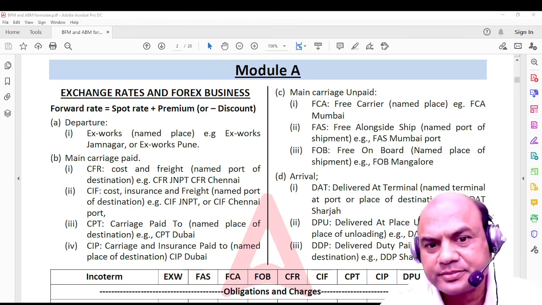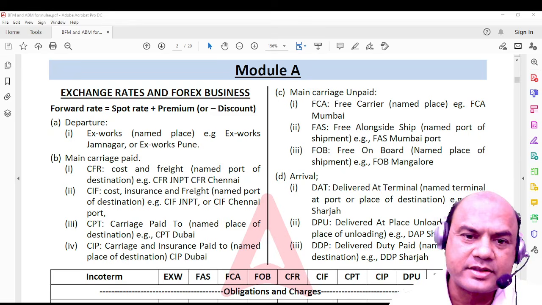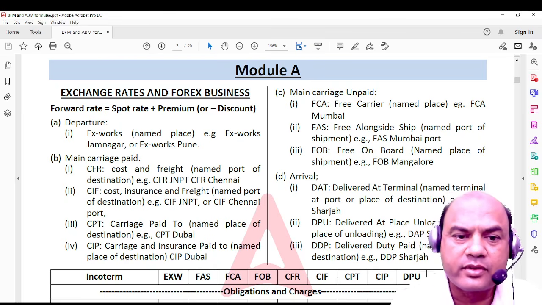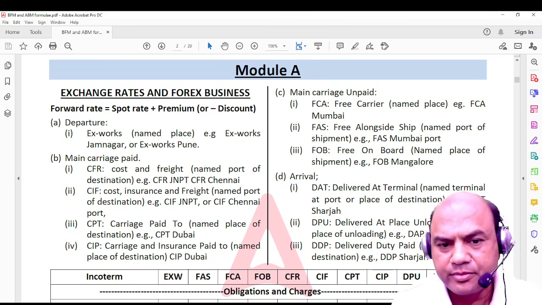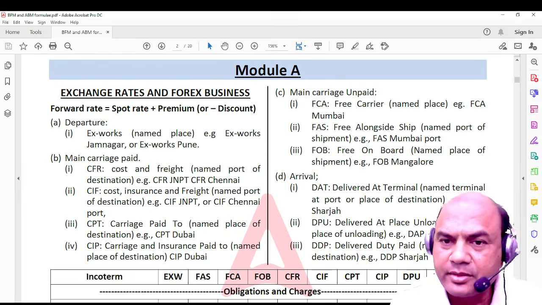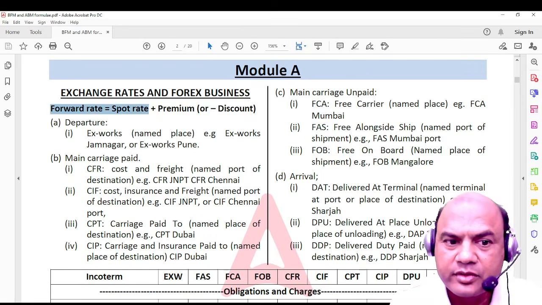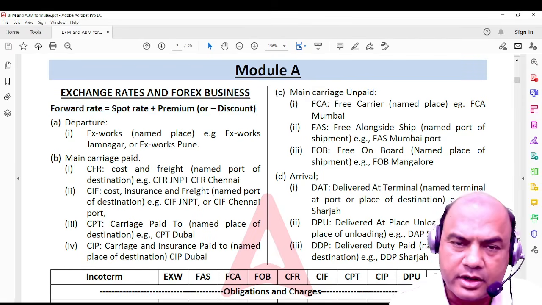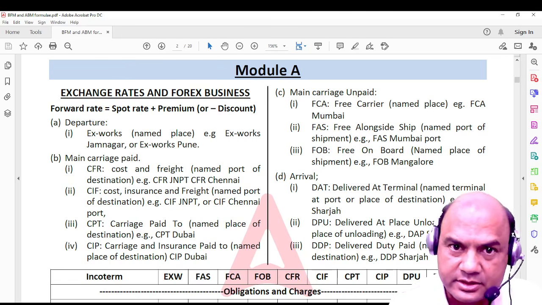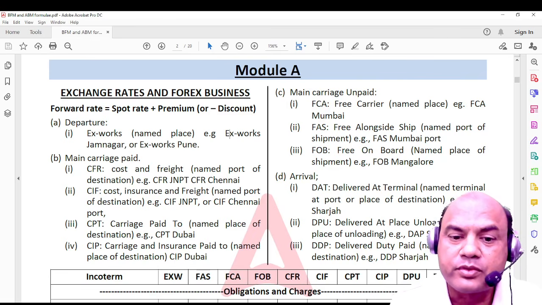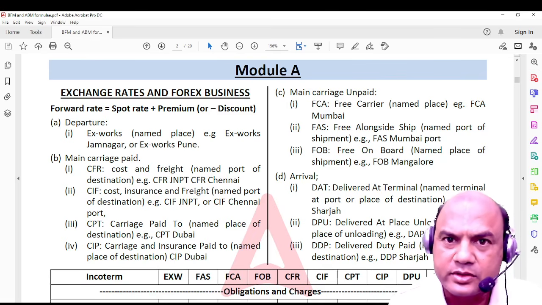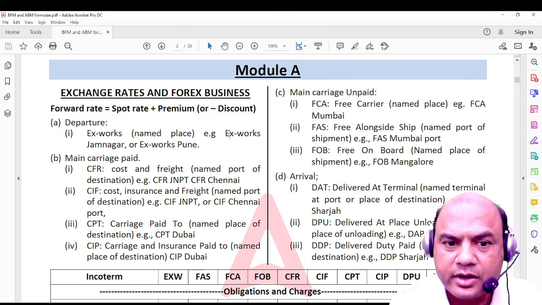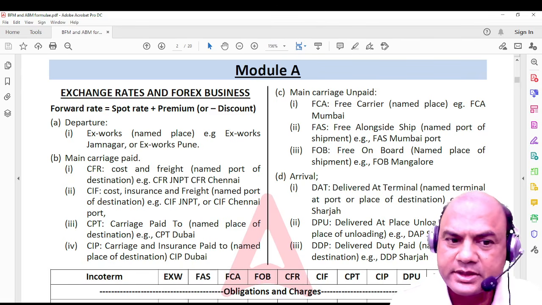Number one. Firstly, look at exchange rates and forex business. Forward rate equals spot plus premium or minus discount. Keep this basic logic very clear. Forward equals spot plus premium minus discount. Don't confuse forward rate with TT margin, because many students confuse forward rate with TT margin. I'll cover that also later. So forward rate is very simple: spot rate plus premium or spot rate minus discount.